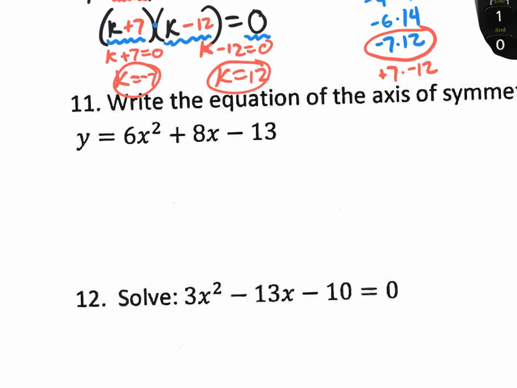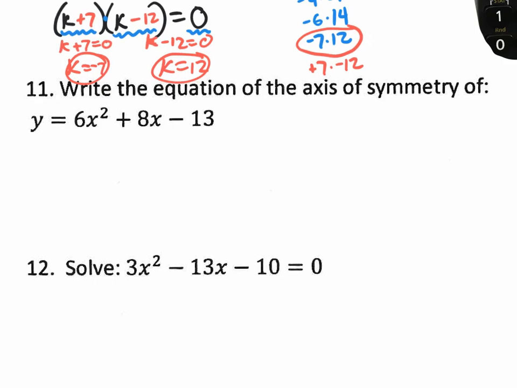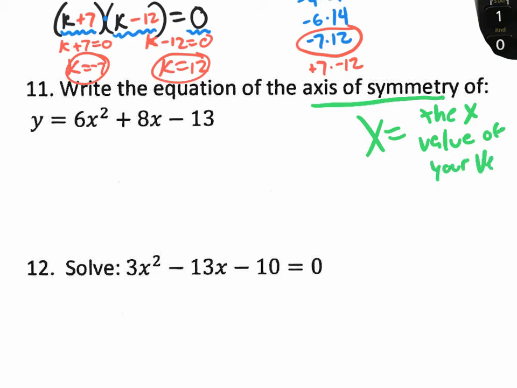Let's move on. Number 11, write the equation of the axis of symmetry. Okay, here's a big detail, guys, that you need to know. The axis of symmetry is going to be x equals what? The x value of your vertex.